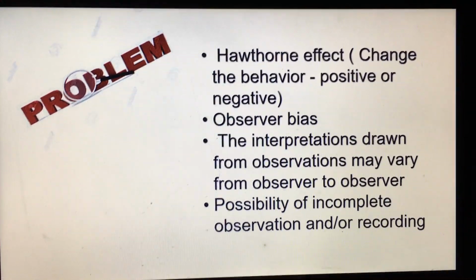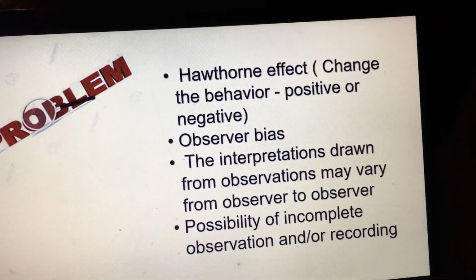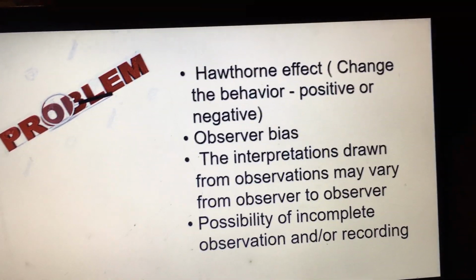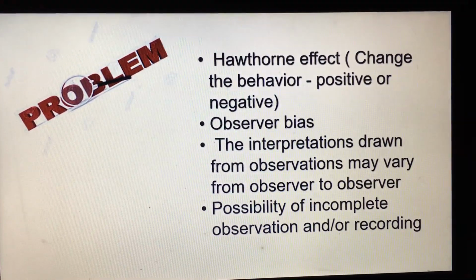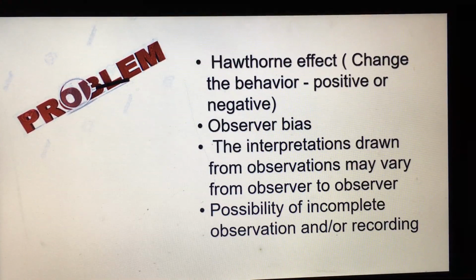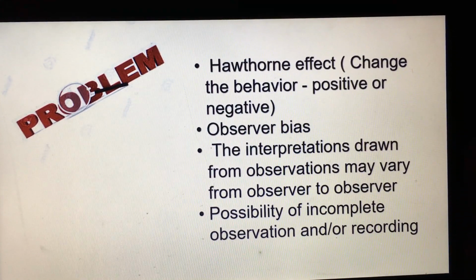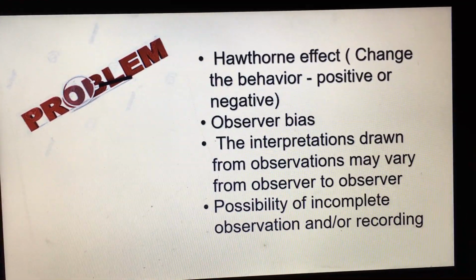The second problem is observer bias. There is always the possibility of observer bias. If an observer is not impartial, he or she can easily introduce bias, and there is no easy way to verify the observation and the inference drawn from them.